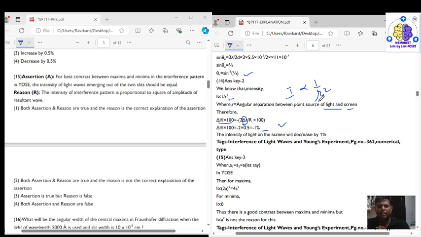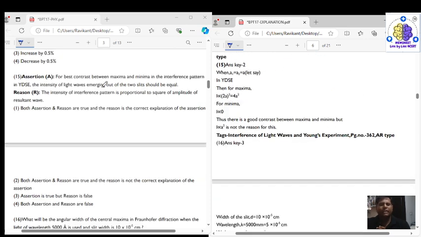The question number 15 says that for best contrast between maxima and minima in the interference pattern in Young's double slit experiment, the intensity of light wave emerging out of the two slits should be equal, right? Now the intensity of interference pattern is proportional to the square of the amplitude of the resultant wave. Yes, this is also correct. See, both the statements are correct, but the reason is not the correct explanation for the assertion, right? So according to this, the correct answer will be option 2, right?